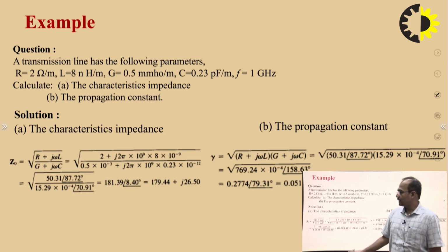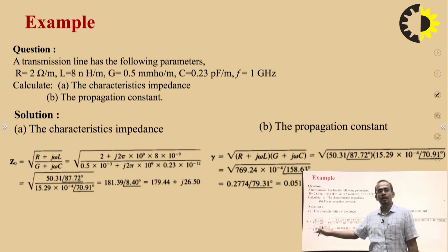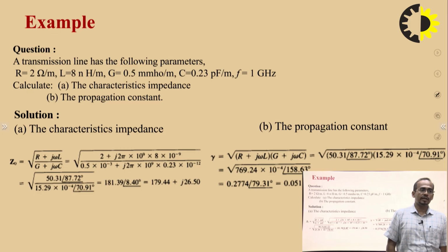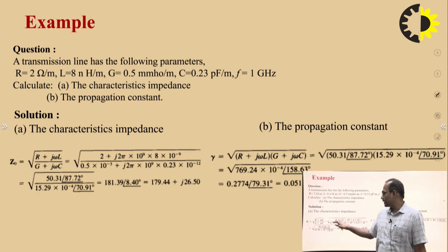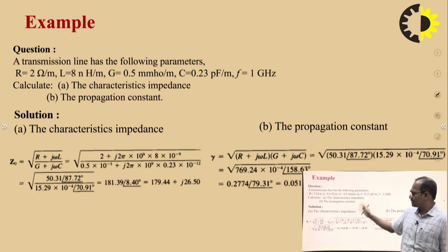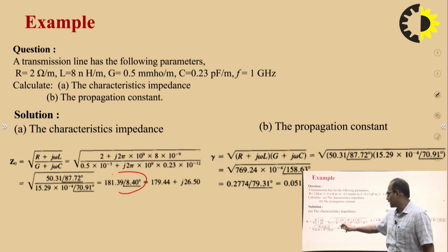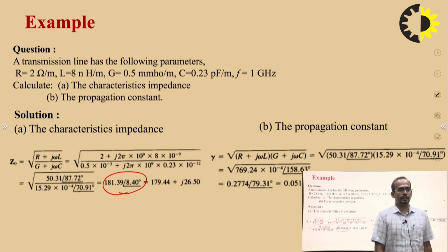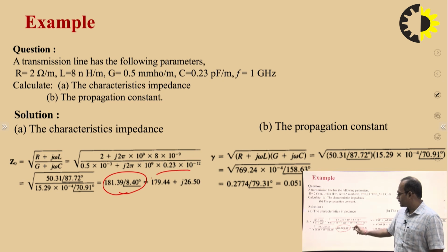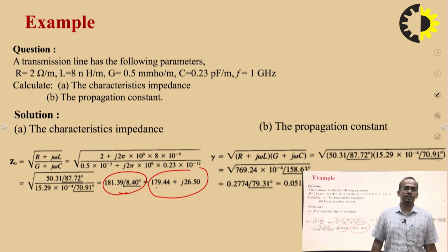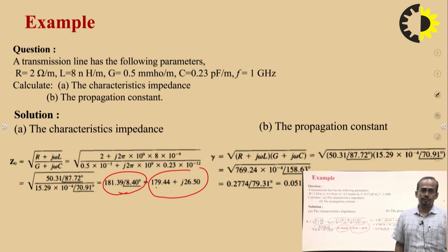The formula for the characteristic impedance is Z naught equal to square root of (R plus j omega L) upon (G plus j omega C). You can easily put all these values, and after solving you will get 181.39 at the angle 8.40 degree. After solving this phasor, you will get the value 179.44 plus j 26.50.